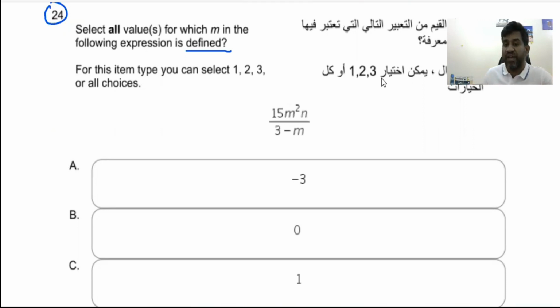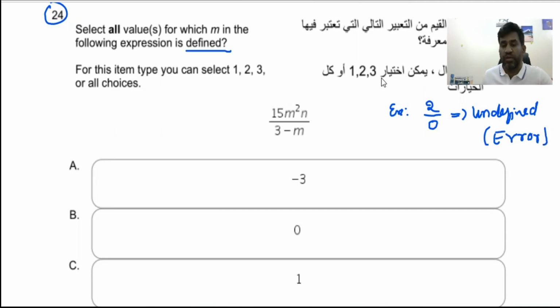For example, if I have 2 divided by 0, that is undefined. I can't divide any number by 0. Your calculator may show an error or math error. It means it is not possible to have a value for the expression. Your denominator should not be equal to 0.